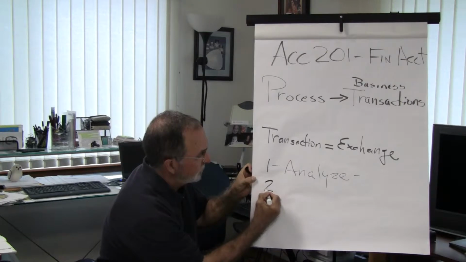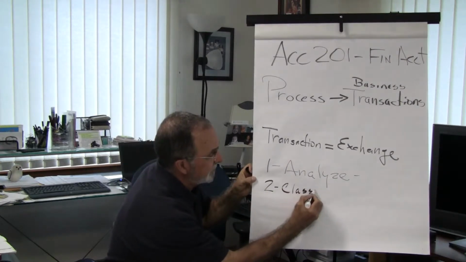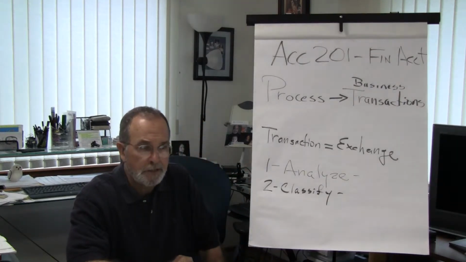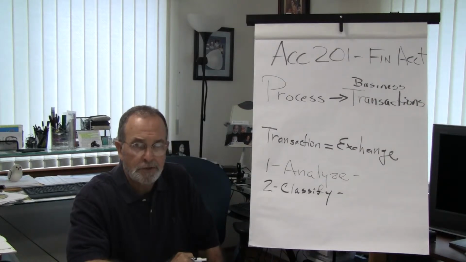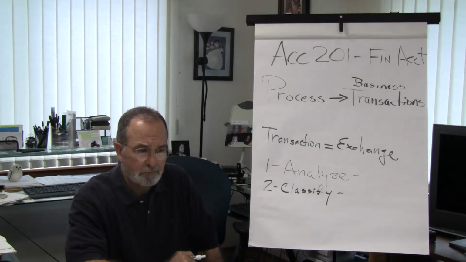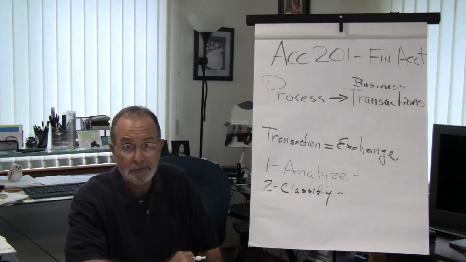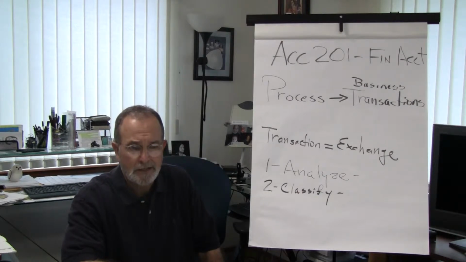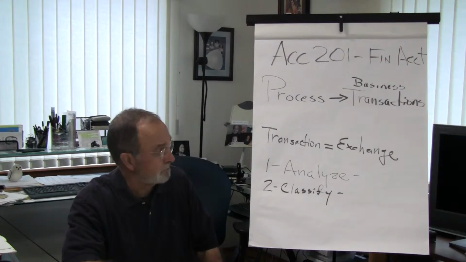The second step would be to classify that transaction. And classification is probably the single most important aspect of bookkeeping and accounting. And probably for the average student, the most challenging, the most difficult part of accounting to learn. It takes a lot of work, it takes a lot of practice, and it's a trial and error process. But you know, the more you work at it, the easier it becomes as time moves on.